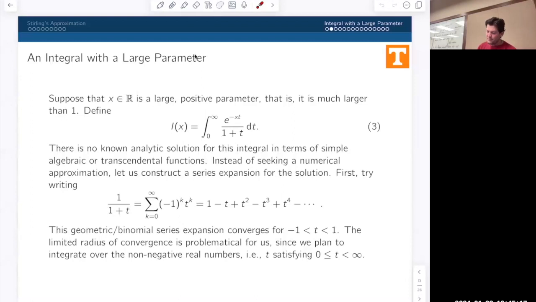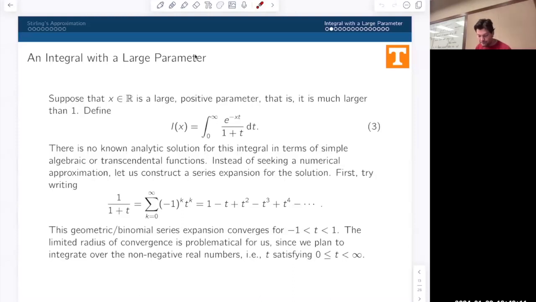The first thing we might want to do is apply what's called the binomial series to this problem. The binomial series tells us how to expand things like this, 1 plus t to a certain power. The problem is, if we try to apply the binomial series, it only works whenever t is less than or equal to 1 in absolute value. We're going to be integrating over t for all values on the positive side of the real line. So this is not going to work for us, right? Because this is only going to be valid as an expression for t small, t less than or equal to 1 in absolute value.